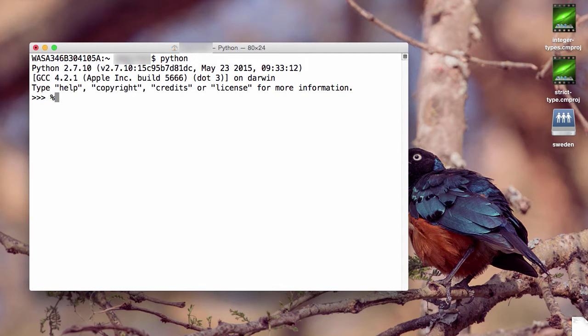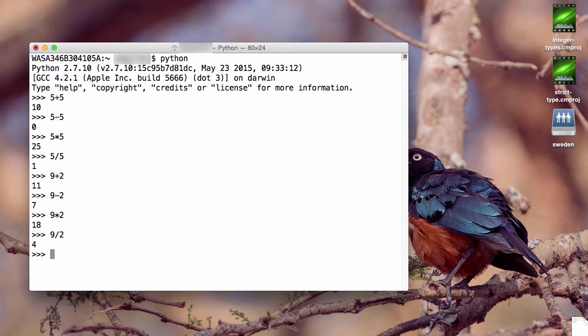So 5 plus 5 is 10. That's obvious. 5 minus 5, 0. So a lot of these are going to be what you expect. 5 times 5, 25. 5 divided by 5, 1, right? Pretty easy, pretty simple, right? Let's change this a little bit. What if we do 9 plus 2? Easy. 9 minus 2, right? So once again, no real surprises, right? And 9 divided by 2.